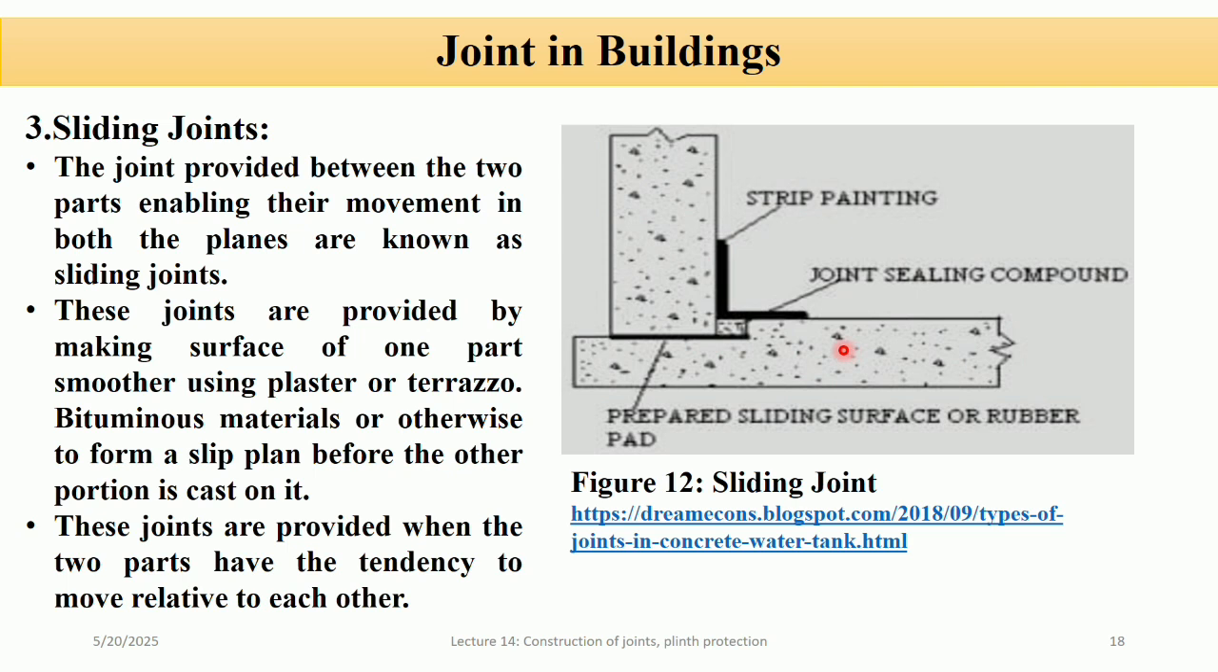The second part is cast after the slip surface is prepared. This type of joint is provided to prevent cracking or stress at the interface of two parts that move differently, and it is common in areas where differential movement is expected.